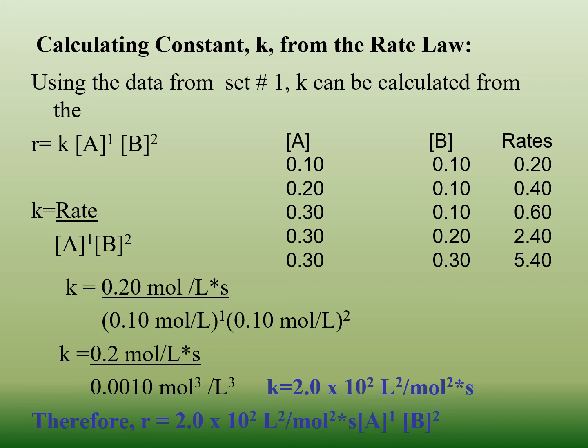Note that the units for the rate constant are going to depend on the order of reaction for each reactant. The rate law for this reaction then is rate equals 2.0 times 10 to the 2 liters squared per mole squared per second times the concentration of A to the power of 1 times the concentration of B to the power of 2. Now we will try the next example.